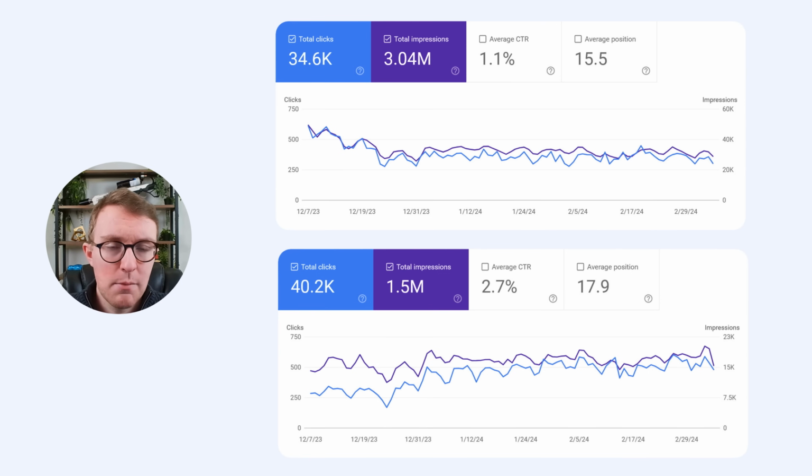And I'm pretty optimistic about this one. This one's a pretty good site. So far, it hasn't been noticeably hit, but we'll have to see until after March to know for sure.